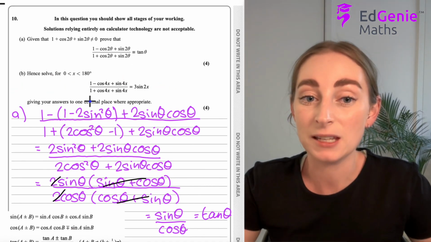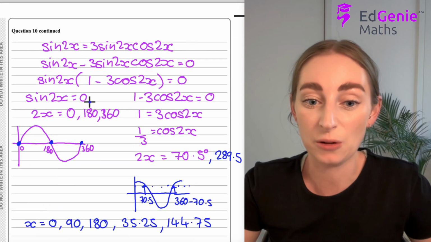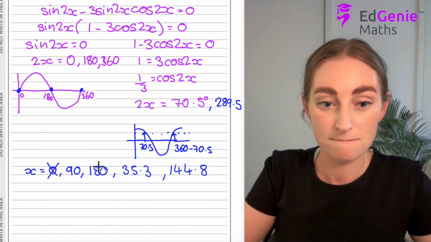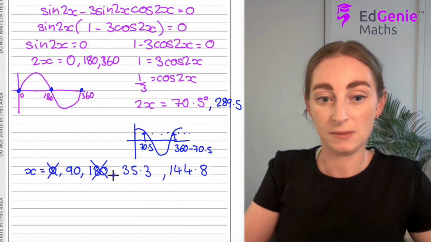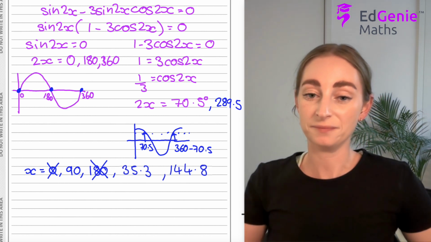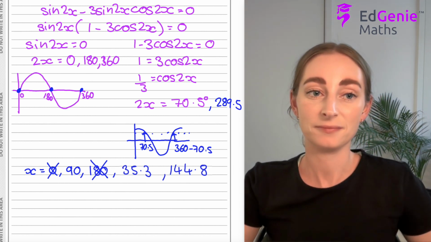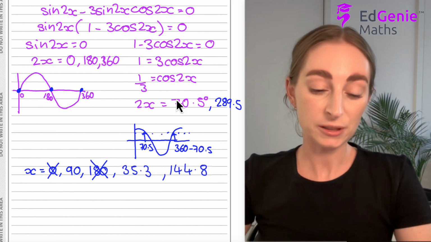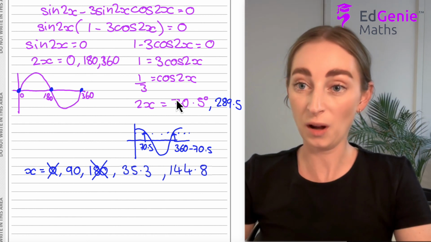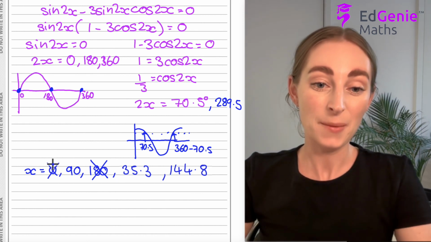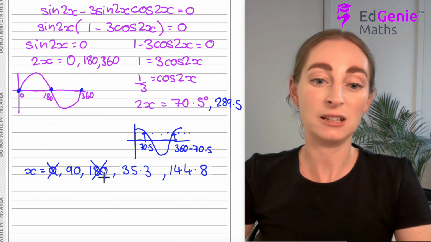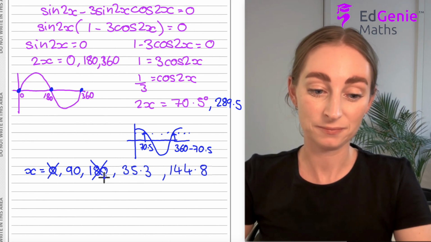X can't be 0 or 180, so it can't be this one, and it can't be that one. So we've got 3 solutions there. So the examiner reports that this question did cause a lot of issues, and quite a lot of students apparently made the same mistake as I nearly did and didn't cross out the 0 or 180.